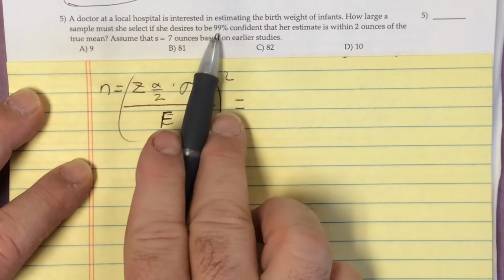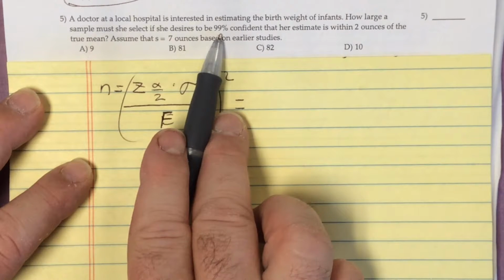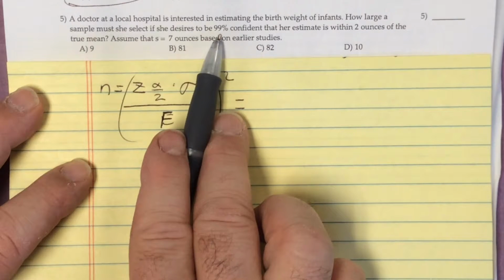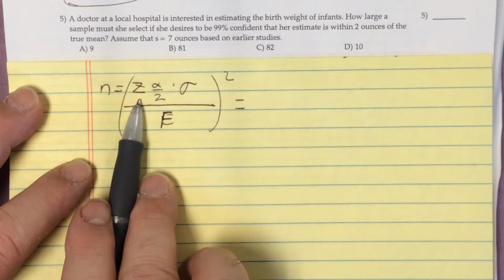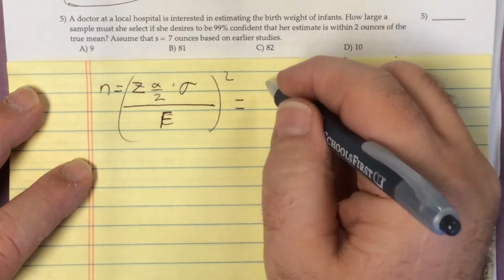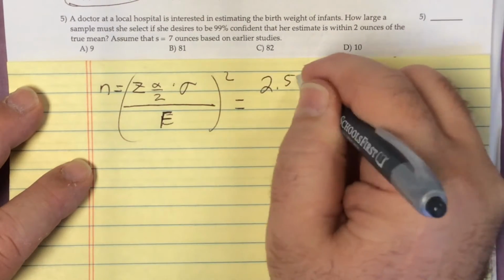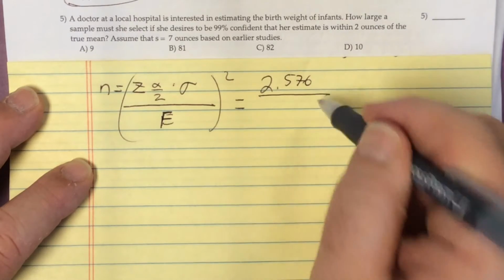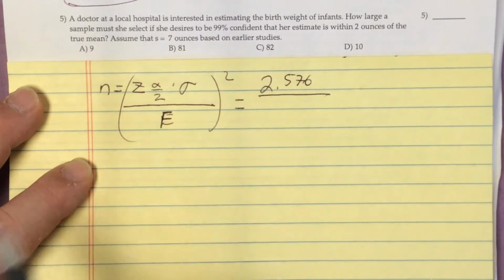We know that we want to be 99% confident, which means that we require a confidence level of 99%. Why is that important? Because that helps us determine our z-score. And as we mentioned earlier, if you have that information down on a table, a confidence level of 99% corresponds to a z-score of 2.576. So that's what I'm going to put in for z of alpha divided by 2.